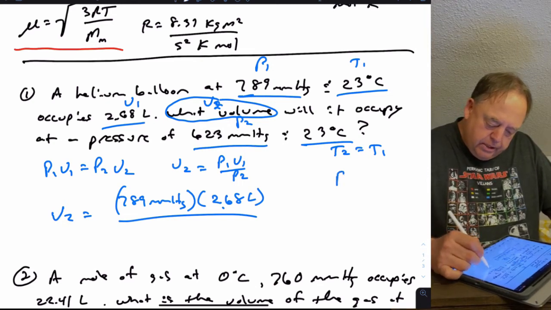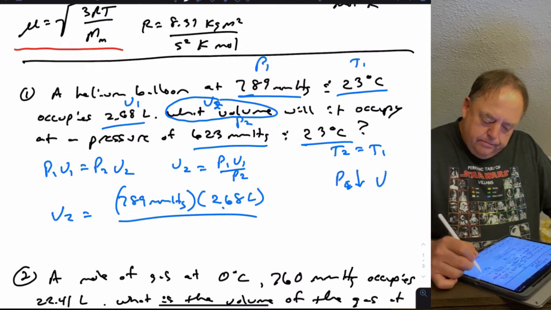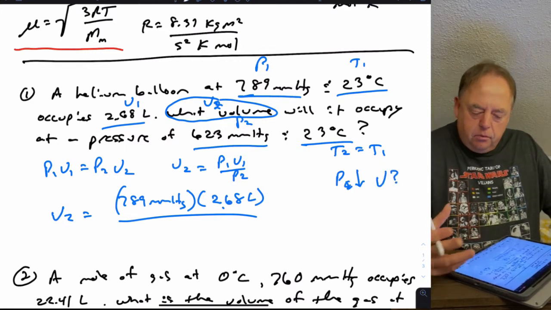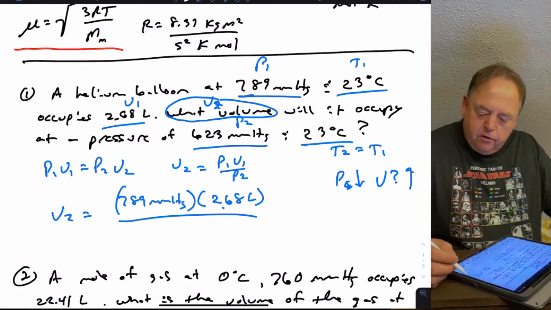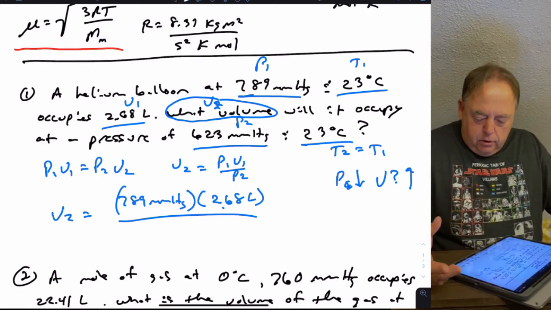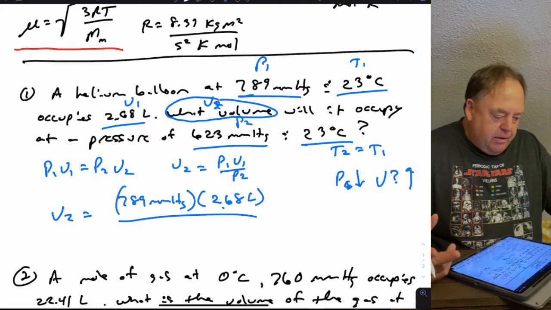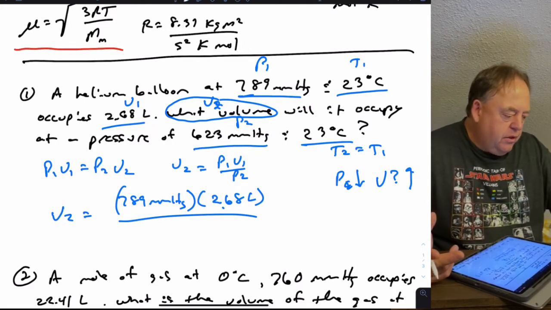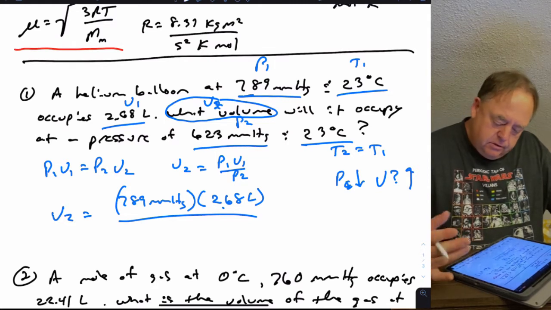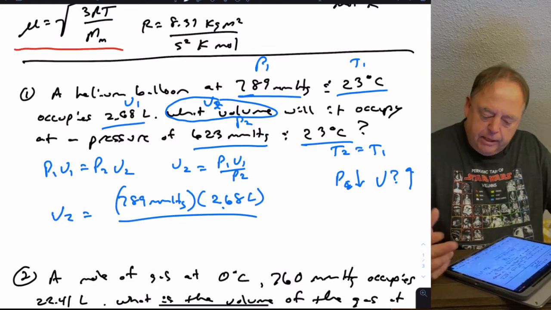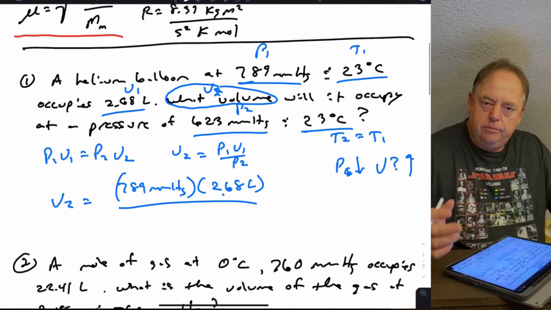Before we do the math, let's see. Pressure is going down. So what should happen to volume? If you remember, pressure and volume are inversely proportional to each other. So if pressure goes down, volume goes up. If the new volume that you calculate is not bigger than what you started with, then obviously you got the problem wrong. So you can qualitatively check your answer that way if you know the relationship between pressure and volume.